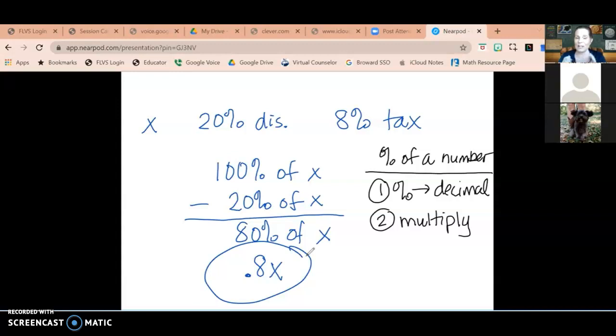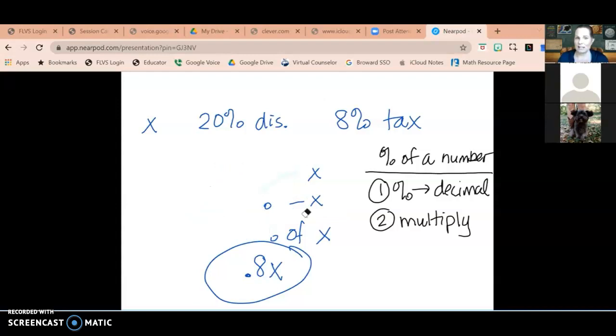All right, so is everyone good with that step so far? The discount price would be 0.8x. Yes, because we're paying 80% of the original price. Okay, so now we're going to take this to the next step.